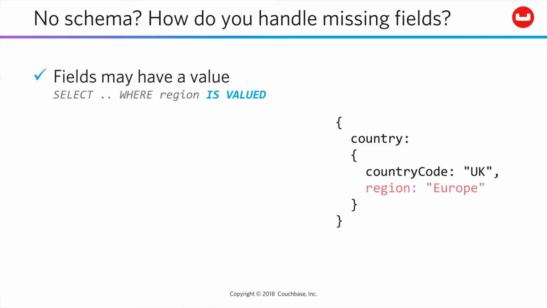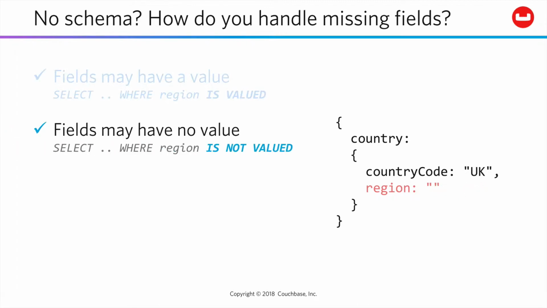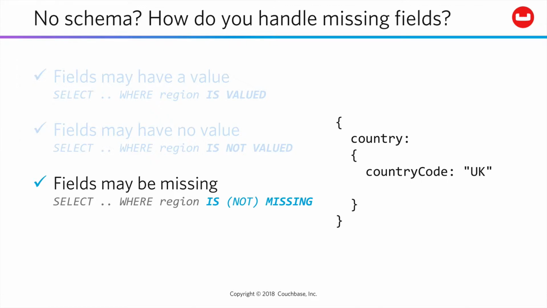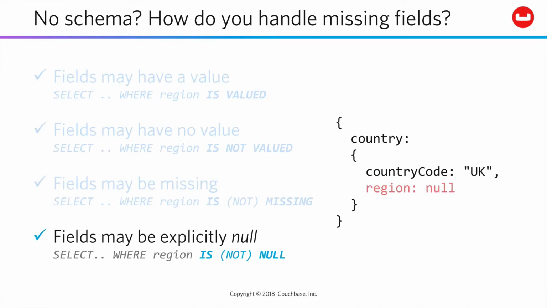So in a N1QL query, any given field may have a value, or it may be physically present yet have no value. A field may physically exist or be missing, and a field may be explicitly null or not. Your data model can evolve however your object models require, and you can query as needed to analyze your evolving document structures.